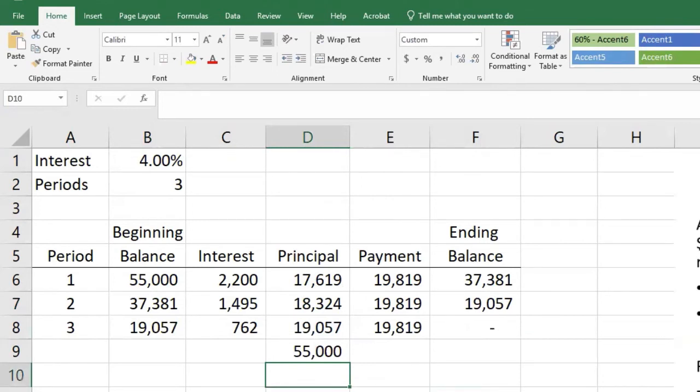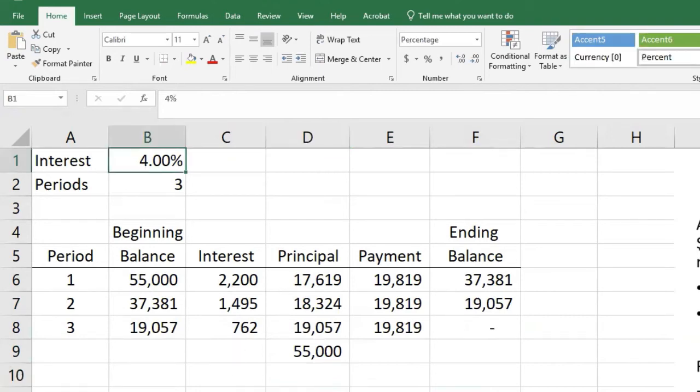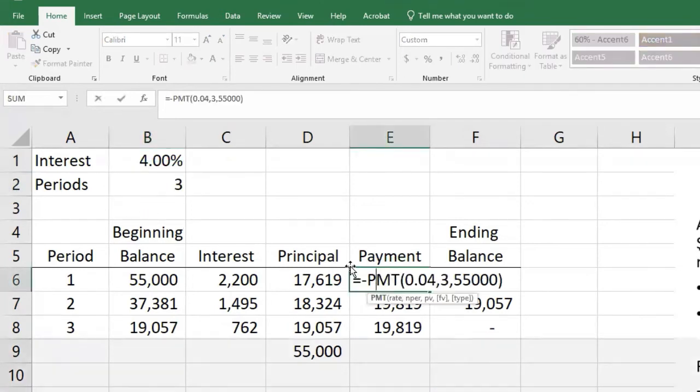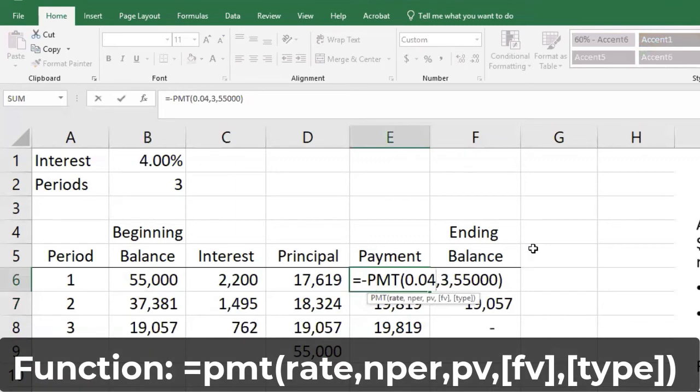Now, when we're doing a monthly installment, which is more likely, then you just have to take the percent and divide it by 12 and multiply the periods by 3. Now, you can do that right into the function. So I could do 0.04 divided by 12. I can do 3 times 12. So I could put that right into the function.